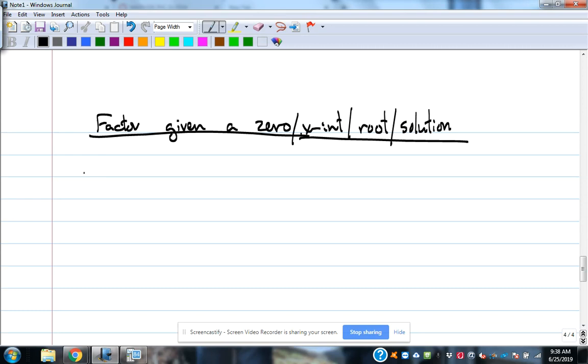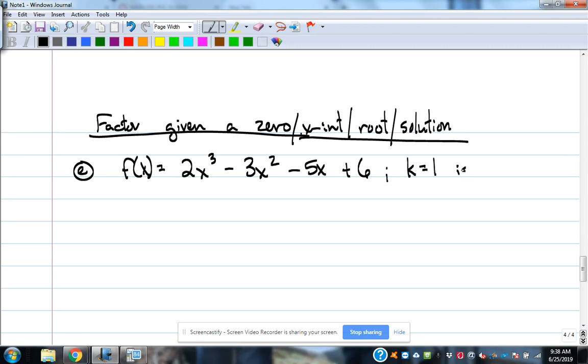So here, if we're given a polynomial, let's say it's f of x is equal to 2x to the third power minus 3x squared minus 5x plus 6. And then they tell us that k equals 1 is a 0.